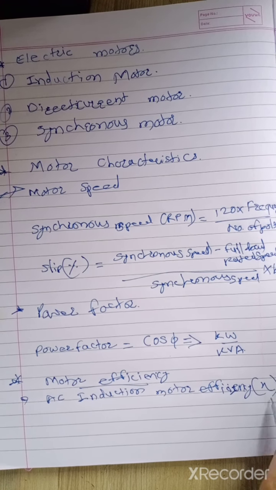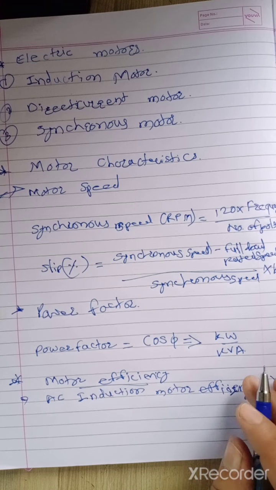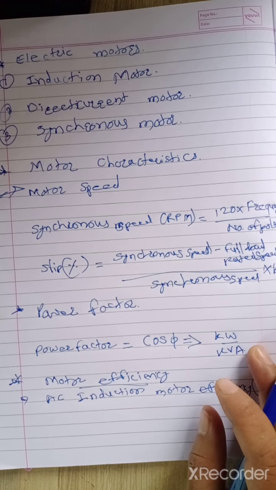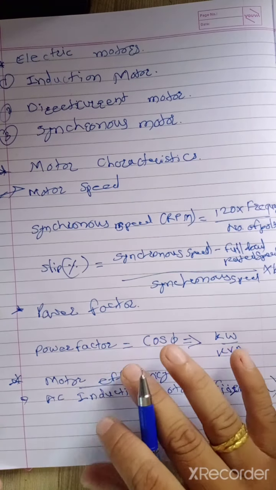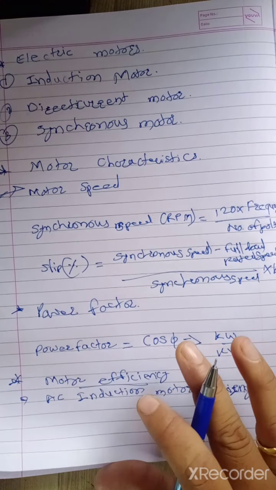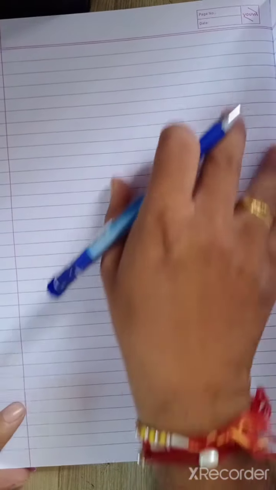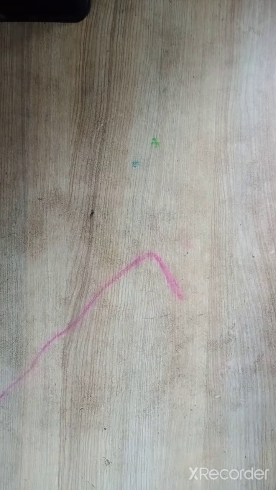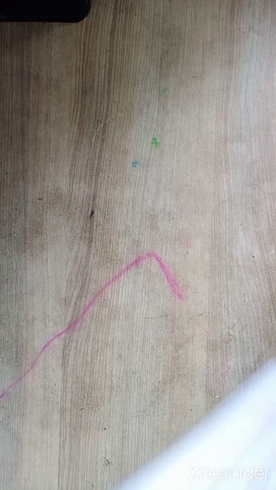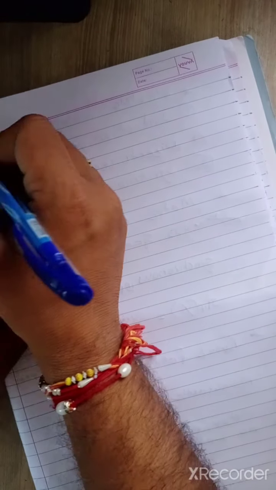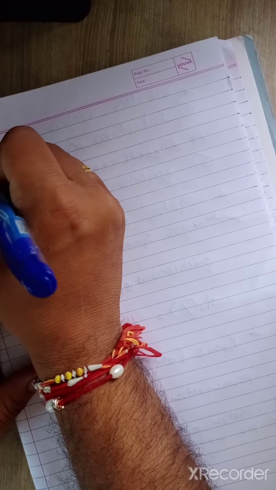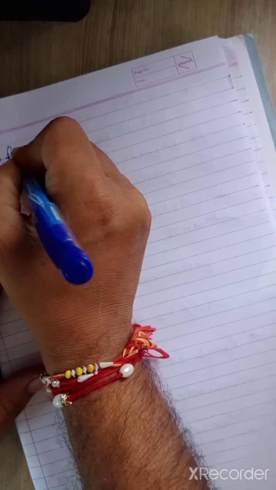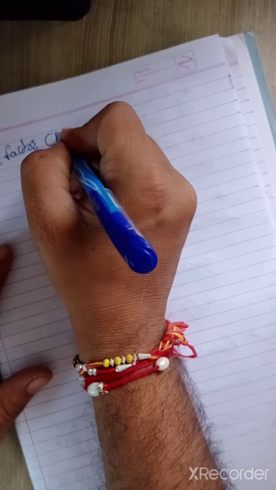Efficiency, denoted by eta, is the ratio of the mechanical energy delivered at the rotating shaft to the electric energy input, right? What is AC induction motor efficiency? It is defined as the mechanical energy delivered at the rotating shaft to the electrical energy at the input. We have already discussed power factor, PF.